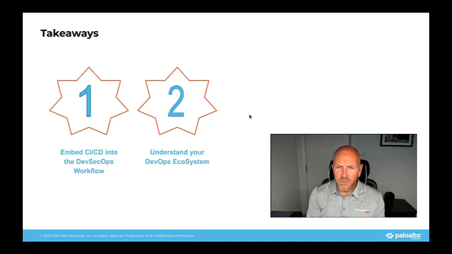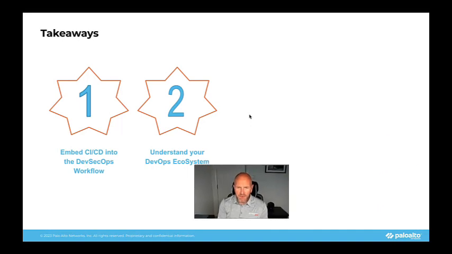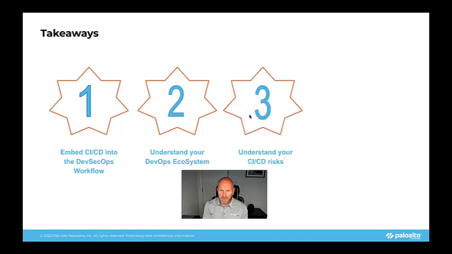2. Understand your DevOps ecosystem. Before implementing CI/CD security measures, you need visibility of the full ecosystem. You need to know what you're protecting. Prisma Cloud provides detailed visibility of repositories, CI/CD tooling, VCS plugins, and third-party apps that are part of the CI/CD pipelines.